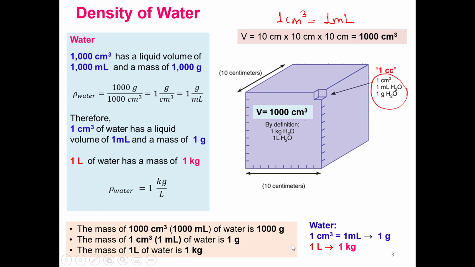Then this here is important to remember. Yes. In case of water, the mass of 1 cubic centimeter of water equals 1 gram. And remember, this is true in all cases: 1 cubic centimeter equals 1 milliliter. And also, this is true only for water. The mass of 1 liter of water is 1 kilogram.